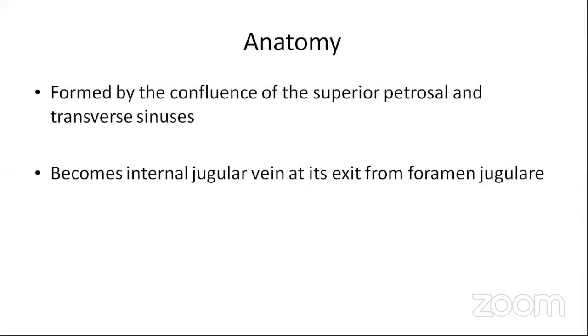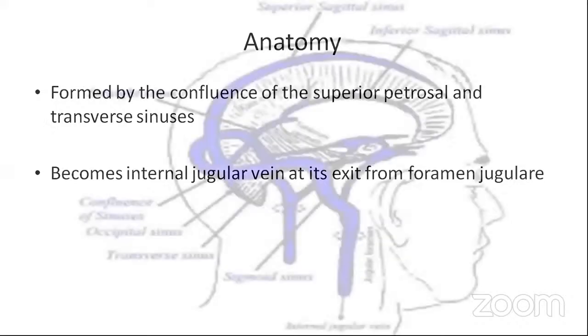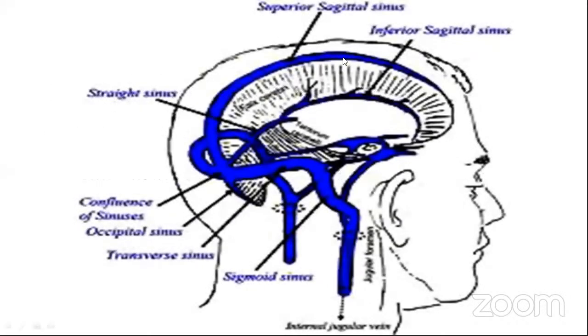The sigmoid sinus of the lateral venous sinus is formed by the confluence of the superior petrosal sinus and the transverse sinus, and becomes the internal jugular vein at its exit from the foramen jugular. So this is the venous drainage, as you can see. This is the superior sagittal sinus. This is the inferior sagittal sinus. Now this is where the sigmoid sinus is. The sigmoid sinus is formed from the superior petrosal sinus and the transverse sinus. This is the superior petrosal sinus. This is the transverse sinus. Together these form the sigmoid sinus that will drain into the internal jugular vein.